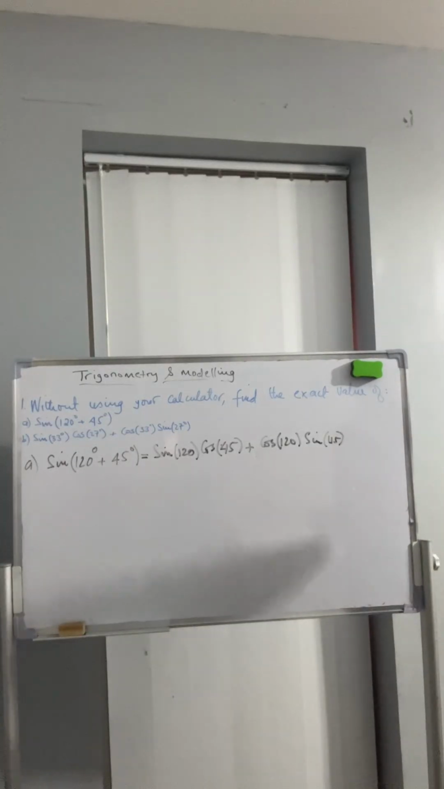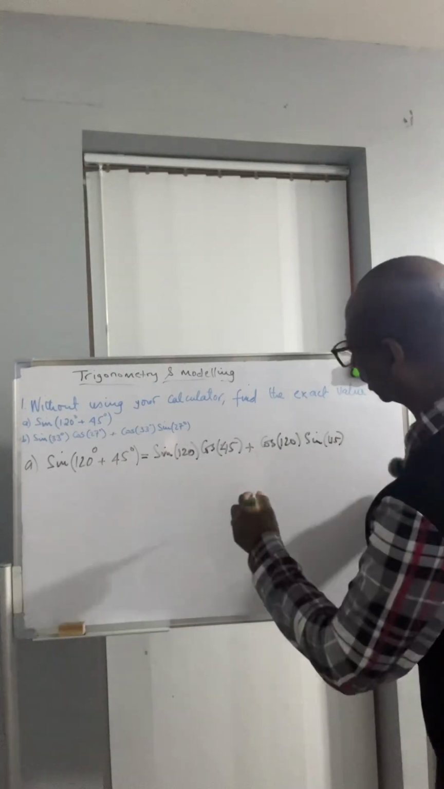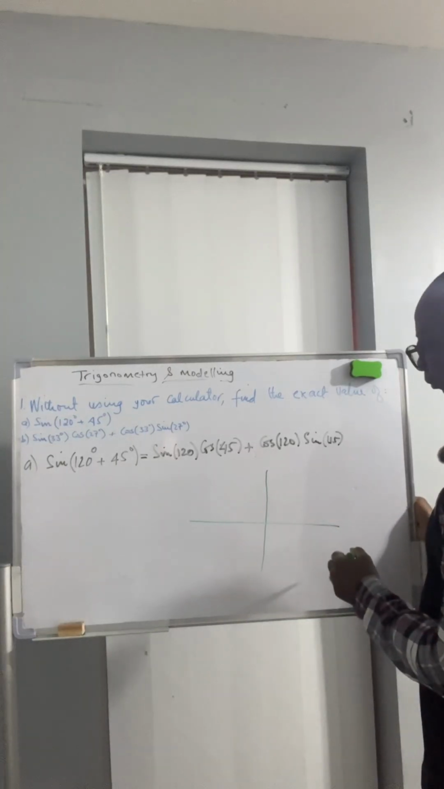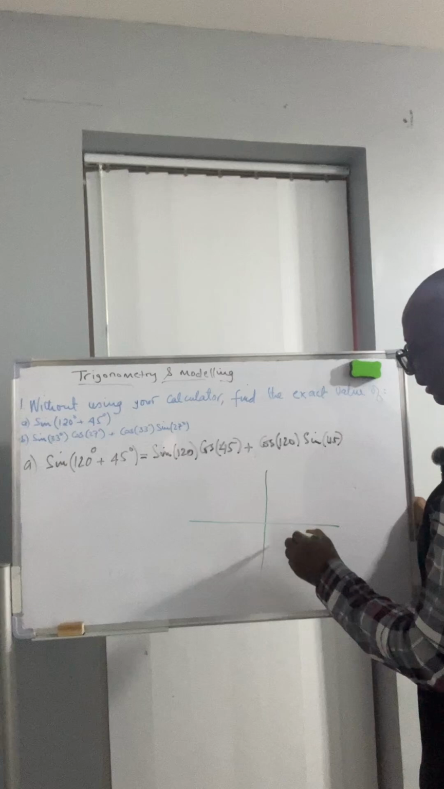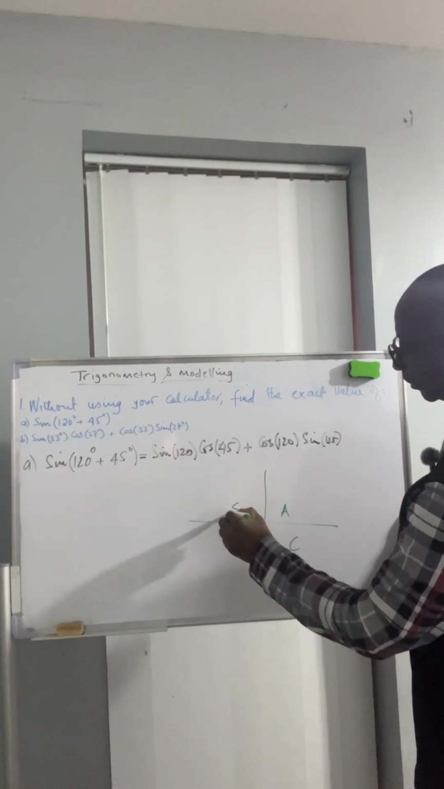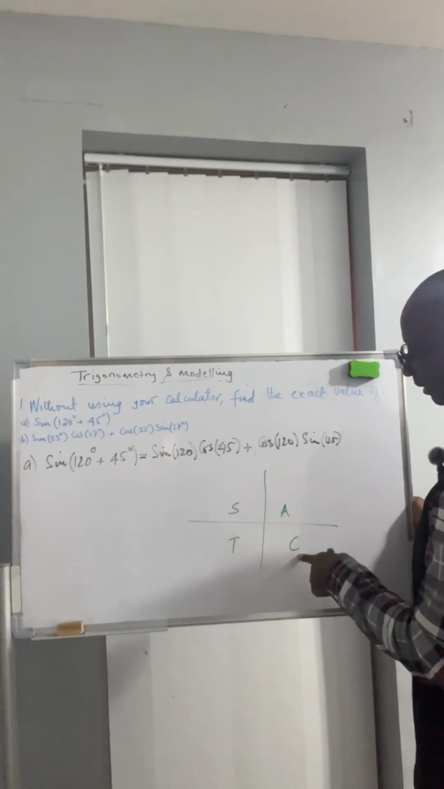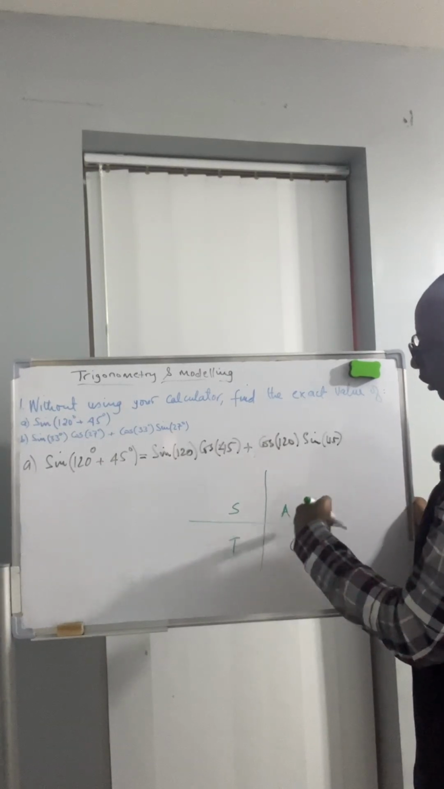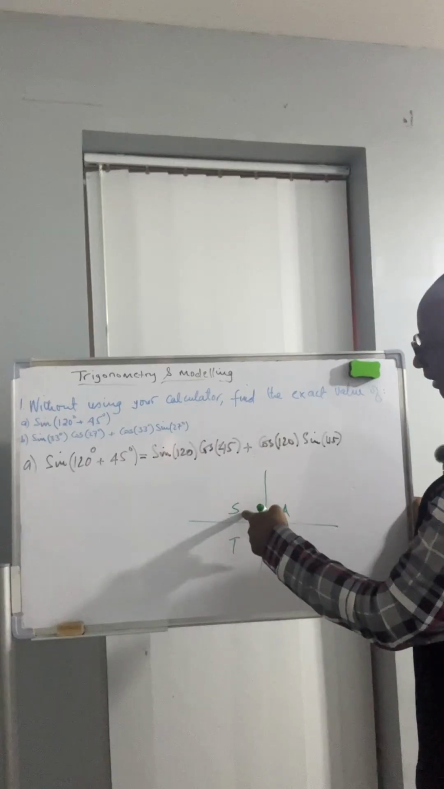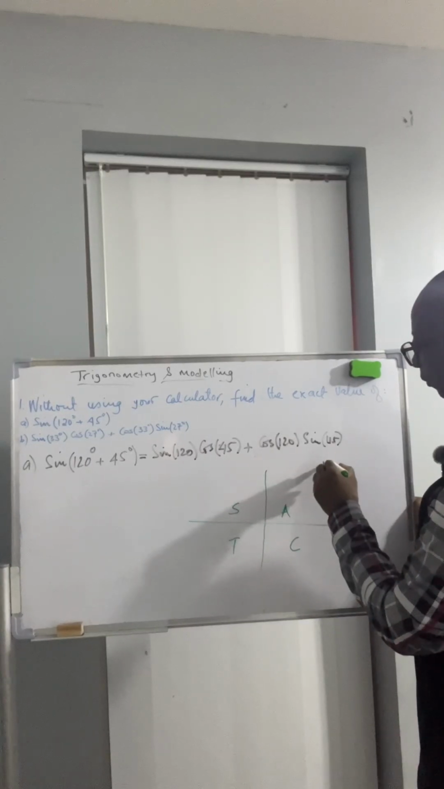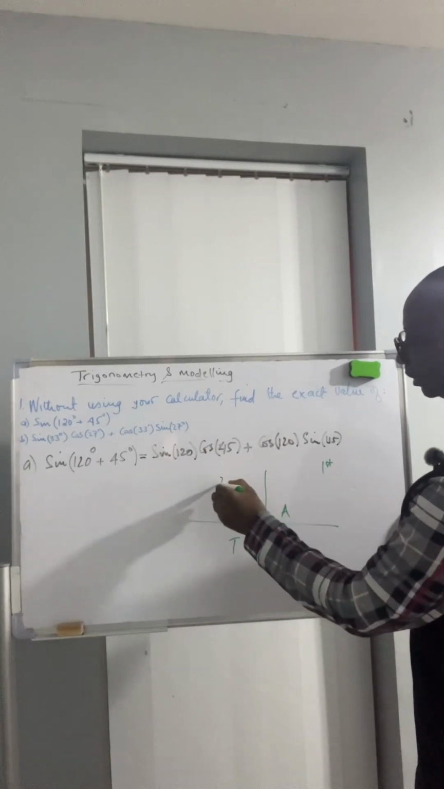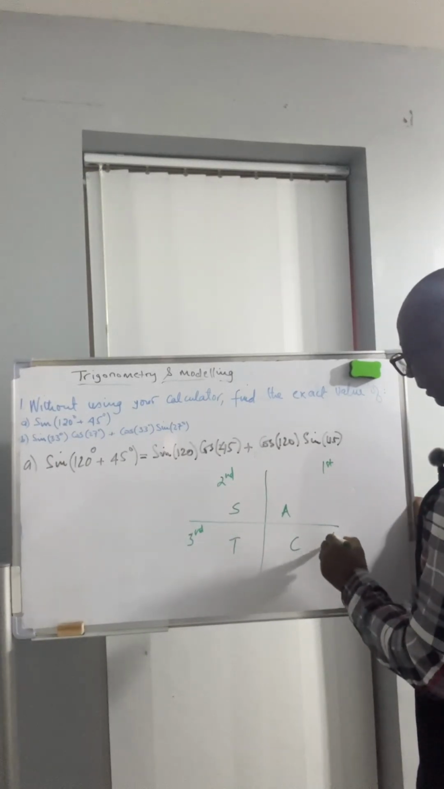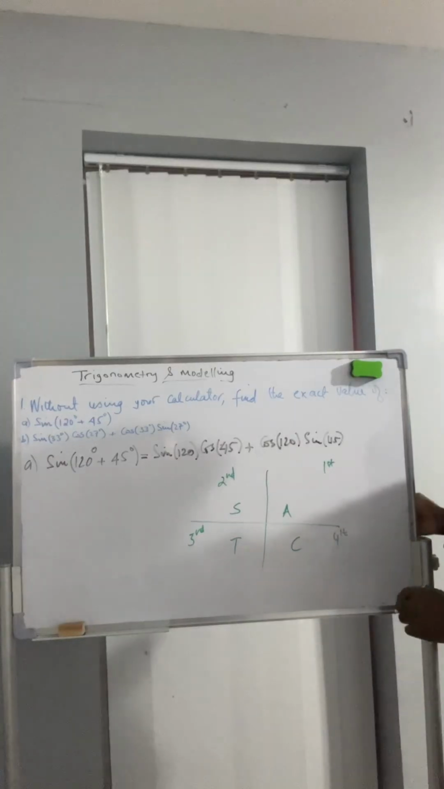Sine 120, if you draw your quadrants, you have C, I, S, T. Cosine, this is I means for all trig functions. This is sine, this is the tangent. And this is your first quadrant. This is your second quadrant. This is your third quadrant. And here is your fourth quadrant.